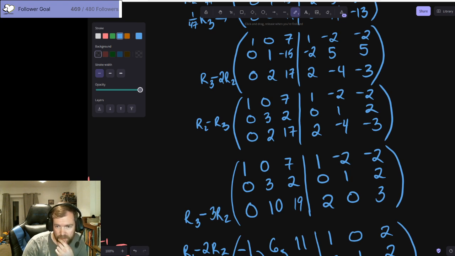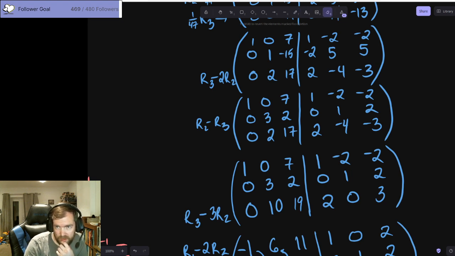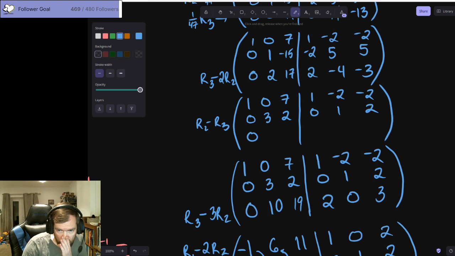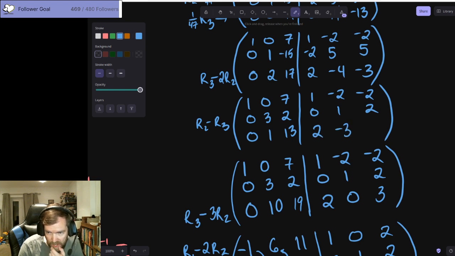Let's make it bottom row minus 3 of the middle. So that'll get us a 1. Alright, gets us a 1. Minus 3 of the middle gets us 13. 2. Minus 3. Negative 6 plus 3 is going to be a negative 3.